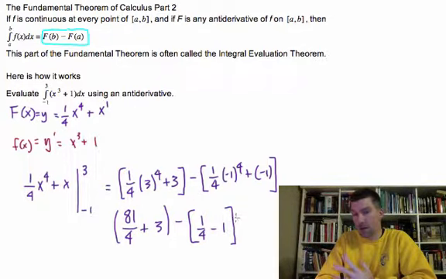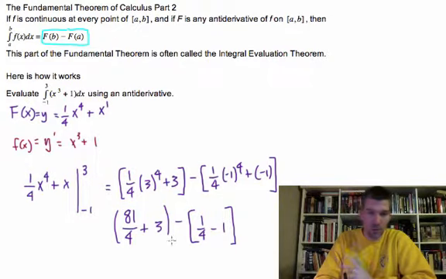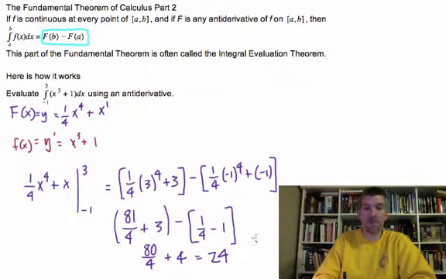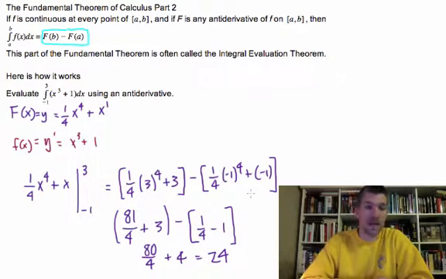You can put all this together into one. You can punch it in your calculator. You can reduce your fractions. You can do whatever. But this is basically going to be 3 plus 1, okay, which is 4. And 81/4 minus 1/4, which is 80/4, which is 20. So 20 plus 4 is 24. How cool is that?